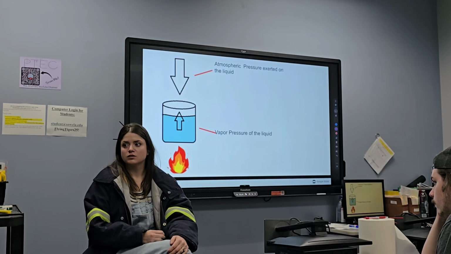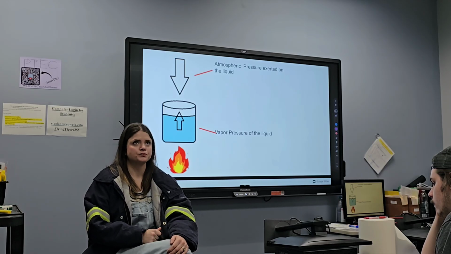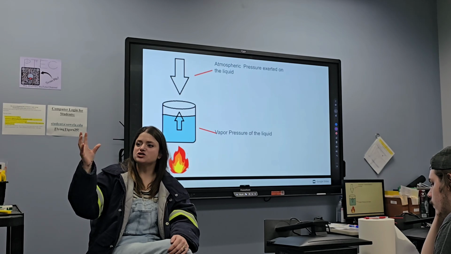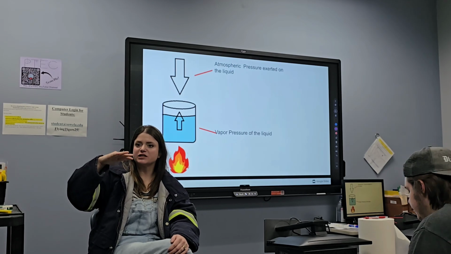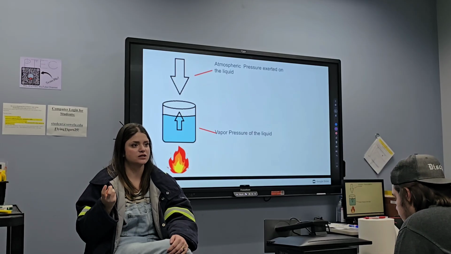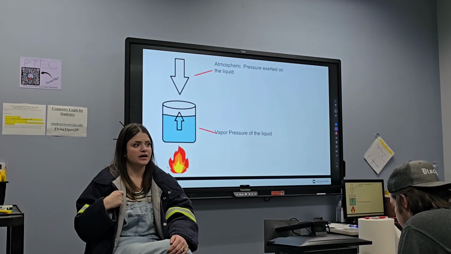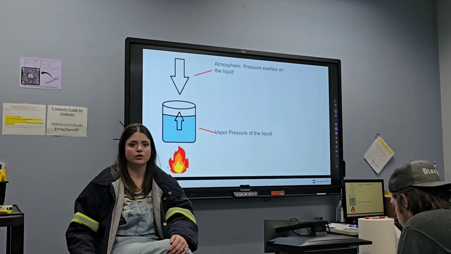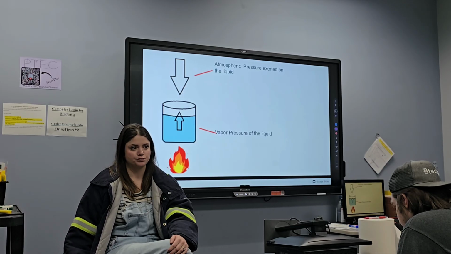You're talking about the atmospheric pressure? Well, not necessarily the atmosphere. Yes, well, the pressure exerted on the liquid. Okay. So if we decrease it to 4.5, we're able to boil at 150 degrees. Okay? And if we decrease our pressure to 0, we're able to boil at room temperature.